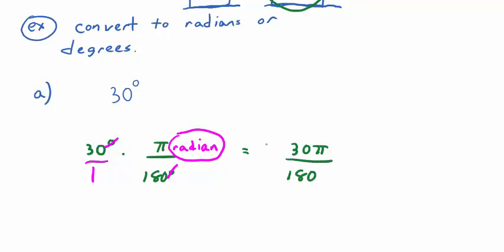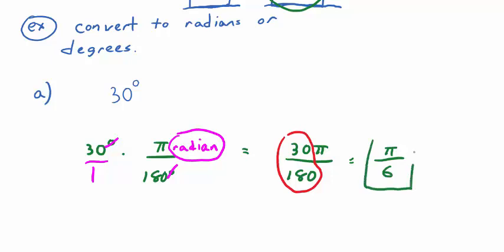I think 30 will go into 180, right? If you divide the numerator by 30, you're just left with pi. If you divide 30 into the denominator, what do you get? 6. 30 goes into 180 6 times. All I'm doing is reducing the fraction, you guys. If you divide the numerator and denominator by 30, you will get pi over 6.